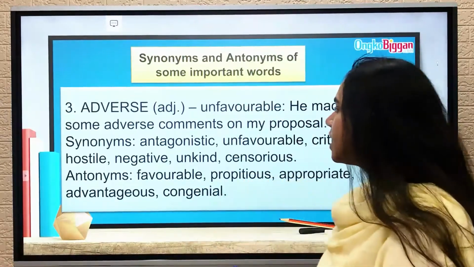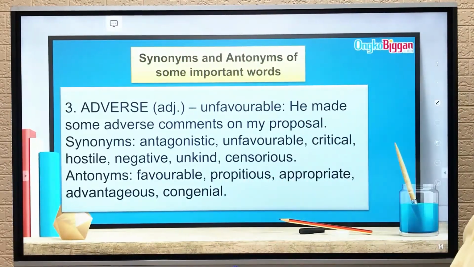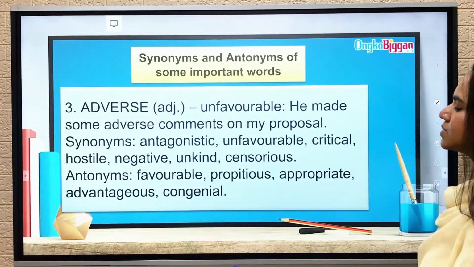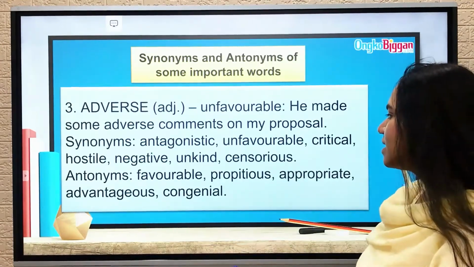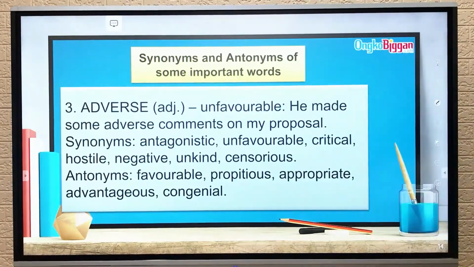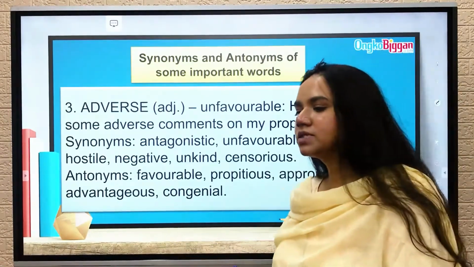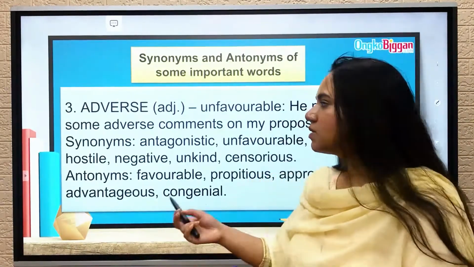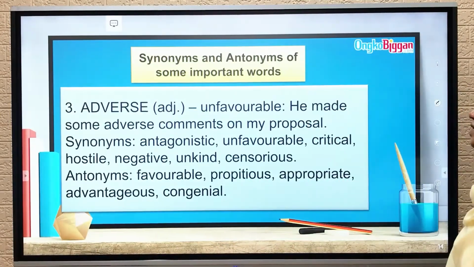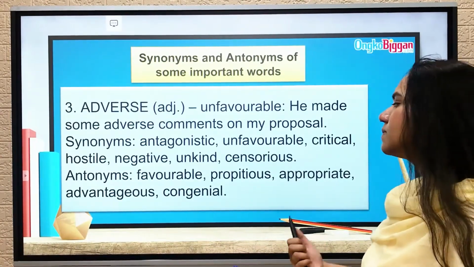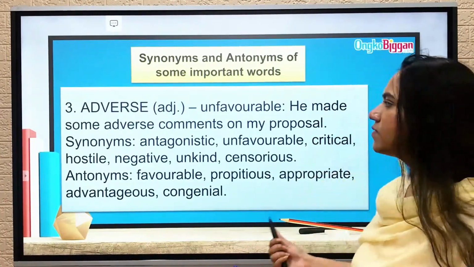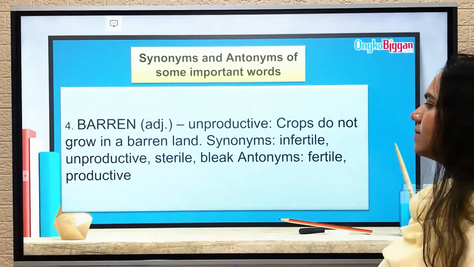Okay? Now, synonyms are antagonistic, unfavorable, critical, hostile, negative, unkind, and censorious. Antonyms are, which means that totally opposite. So the opposite of negative will be positive, right? So opposites are favorable, propitious, appropriate, advantageous, and congenial. Or it can also be positive, beneficial, whatever you want to say. Then, number 4 is barren.